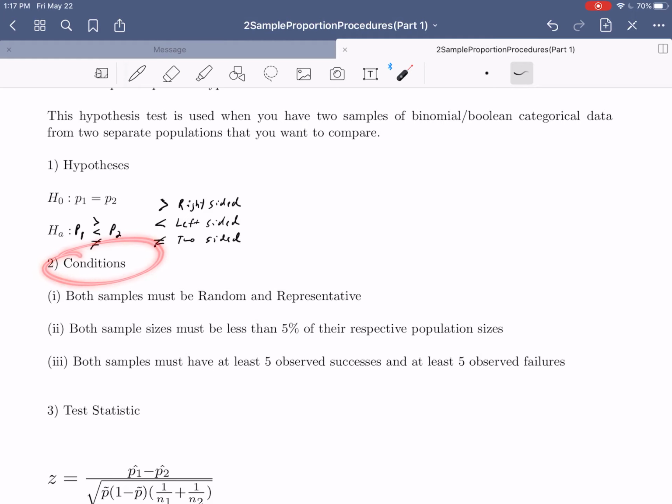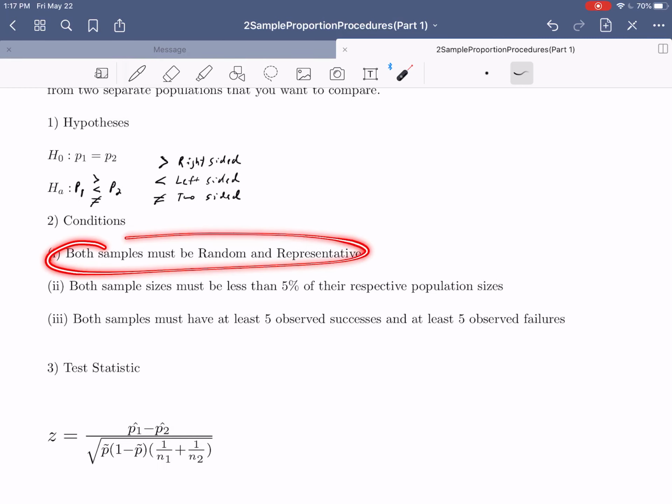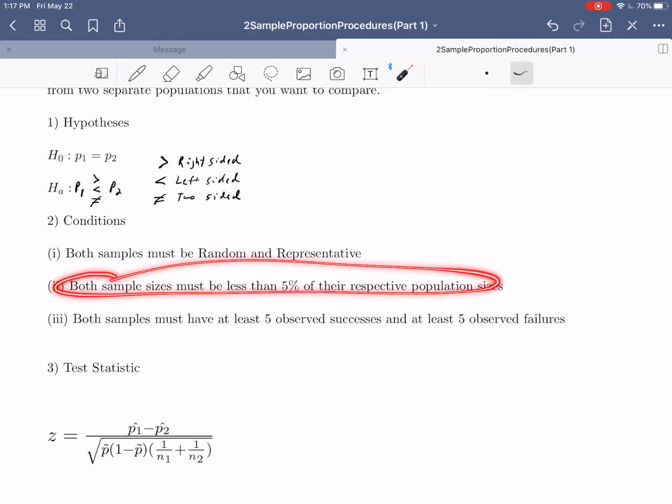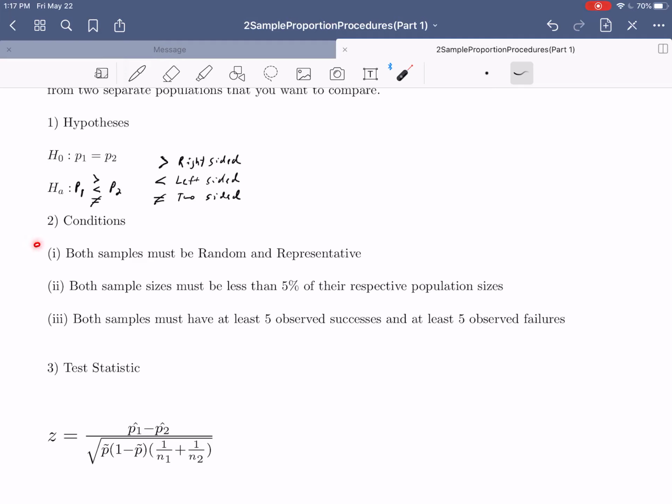All right, what about the conditions? Well, as usual, when you have a two-sample procedure, the conditions require that both of the samples pass the standard conditions. So, as usual, both samples must be random and representative. And for condition 2, both sample sizes must be less than 5% of their respective population sizes. So, these two conditions, as always, stay pretty much the same.